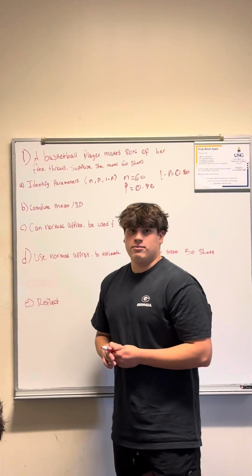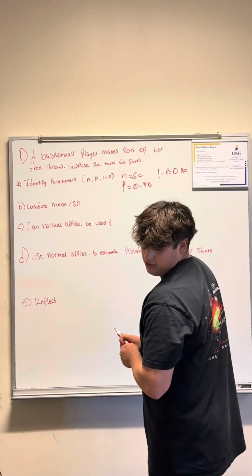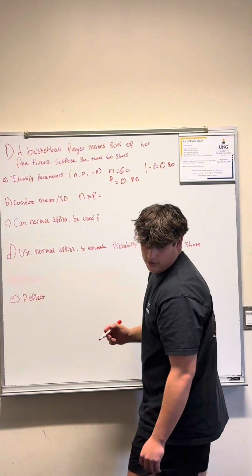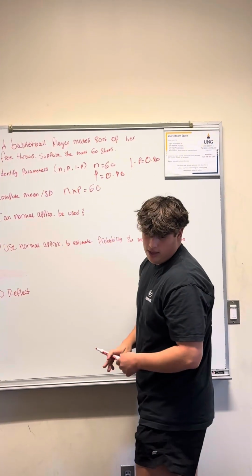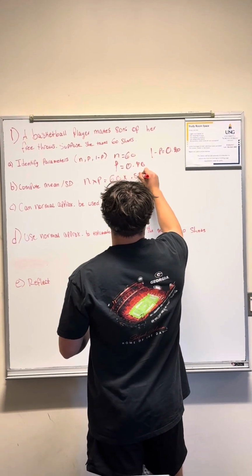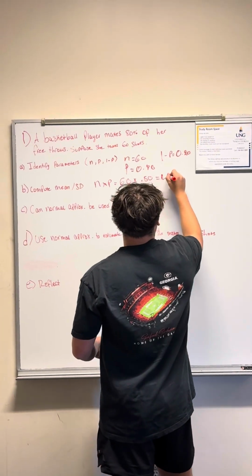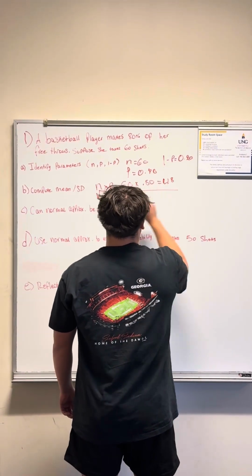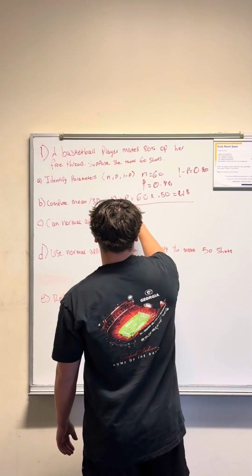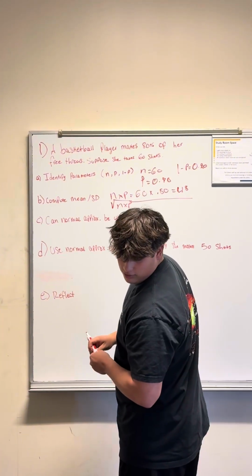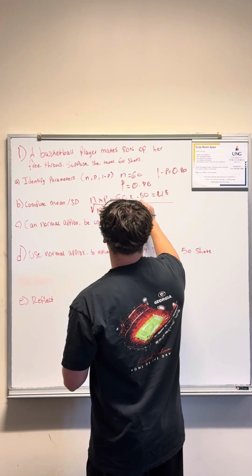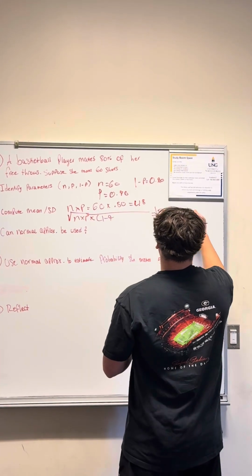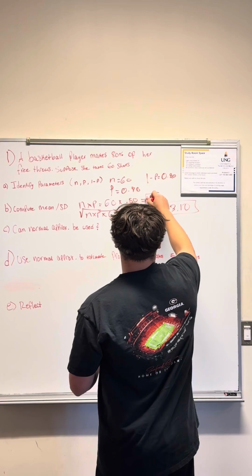Alright, so now it's going to ask us to compute the mean and also our standard deviation. So the mean is just going to be N times P, which is 60 multiplied by 0.80, and this gives us 48. And then to calculate our standard deviation, it's going to be the square root of N times P times 1 minus P. Just to save you some time, the answer is going to be 3.10. So this is our standard deviation right here, and the mean on average is 48.